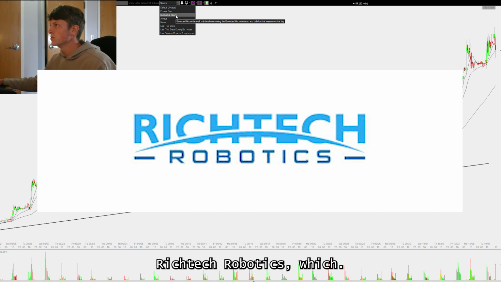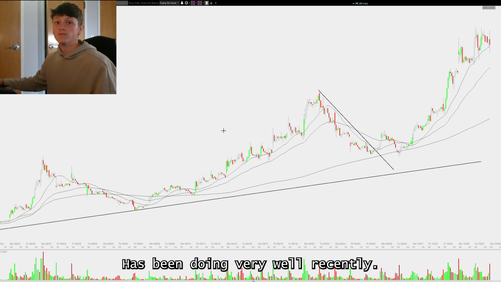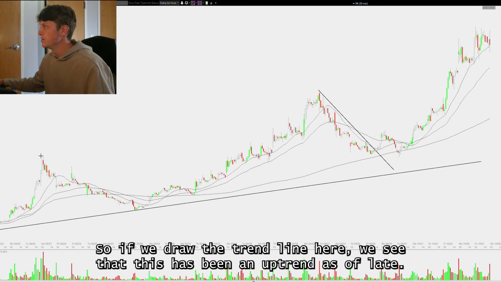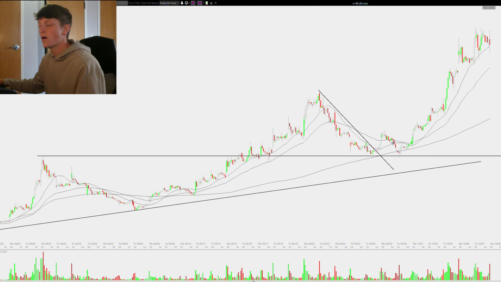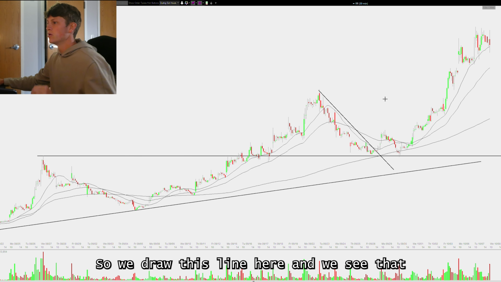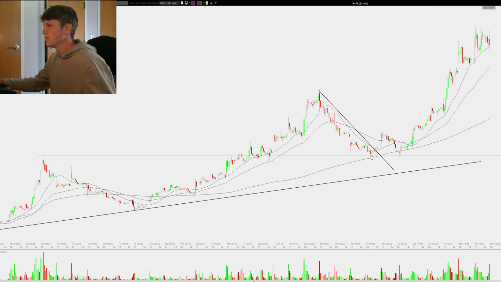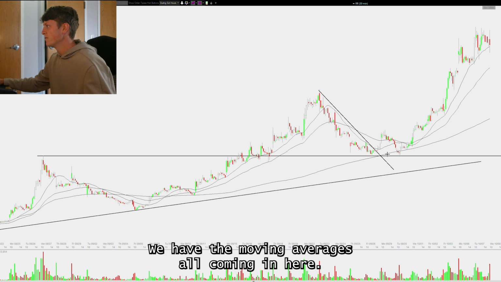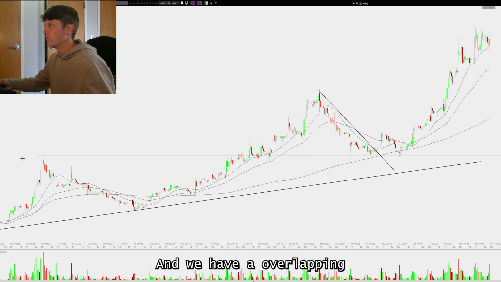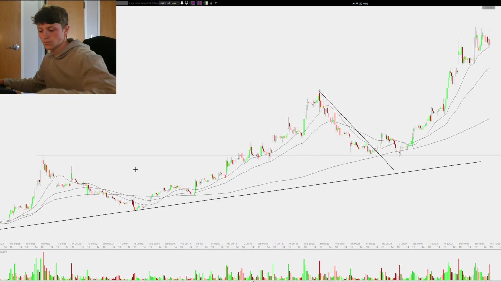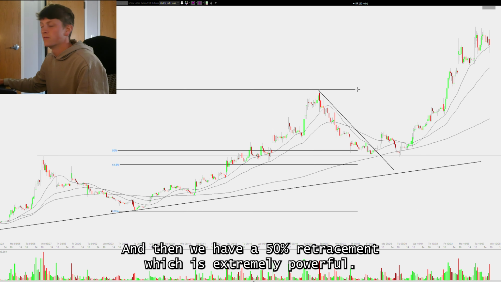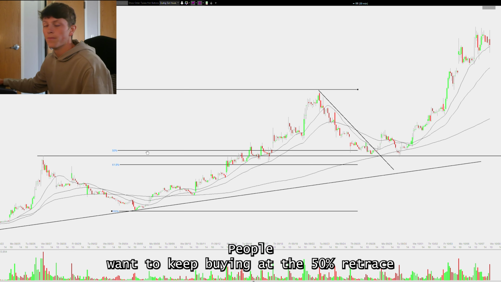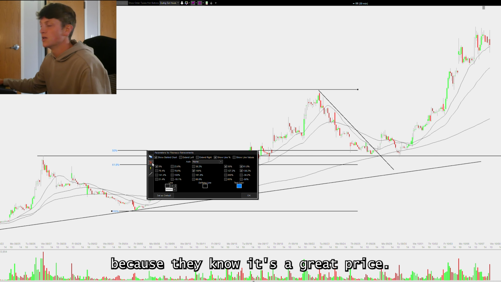on Richtech Robotics, which has been doing very well recently. If we draw the trend line on here, we see that this has been an uptrend as of late, and we know we want to buy on the pullbacks at support on a double bottom washout or a spring. So we draw this line here, and we see that we have a swing right here. We have the moving averages all coming in here, and we have an overlapping swing high that came to support, and then we have a 50% retracement, which is extremely powerful.